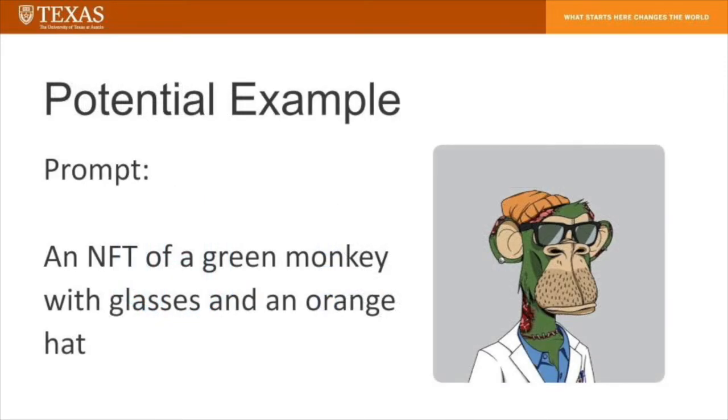As an example of our architecture, the user will provide an input in the form of a prompt. For example, in this slide, we have an NFT of a green monkey with glasses and an orange hat being the requested image. And then our model will subsequently produce such an image with all of the features matching the description.